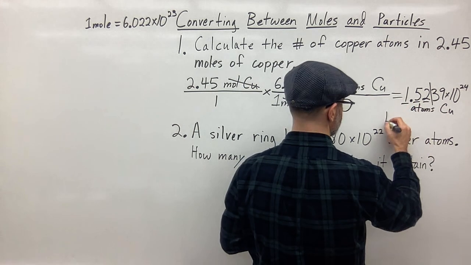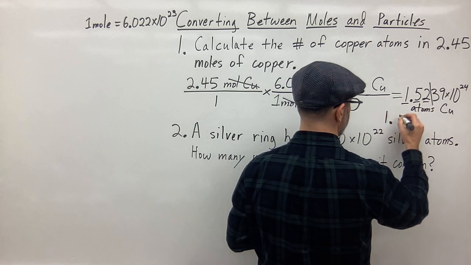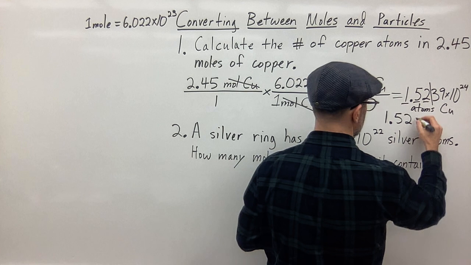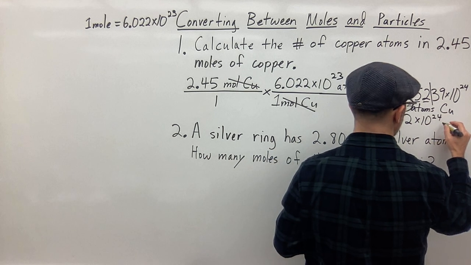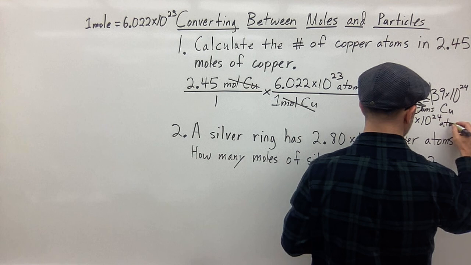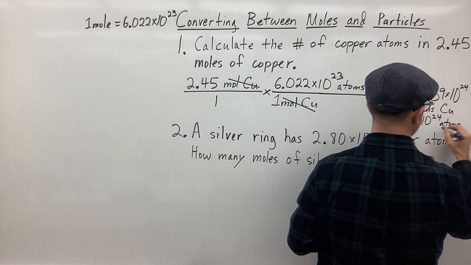So my final answer is 1.52 times 10 to the 24th atoms of copper.